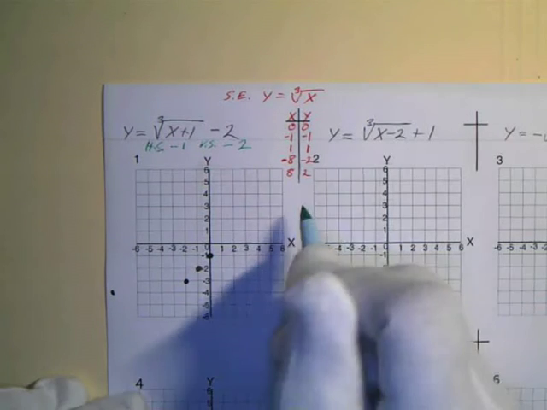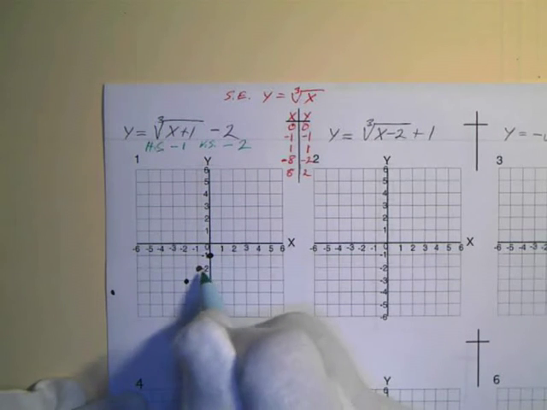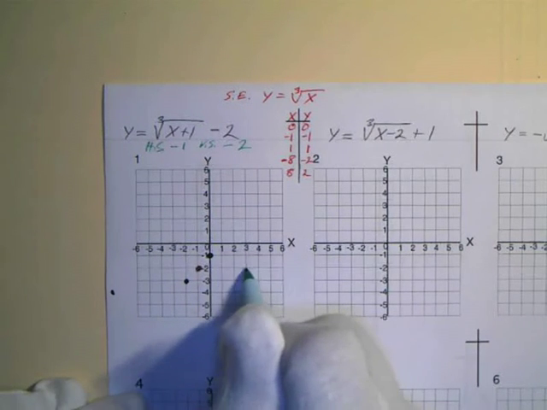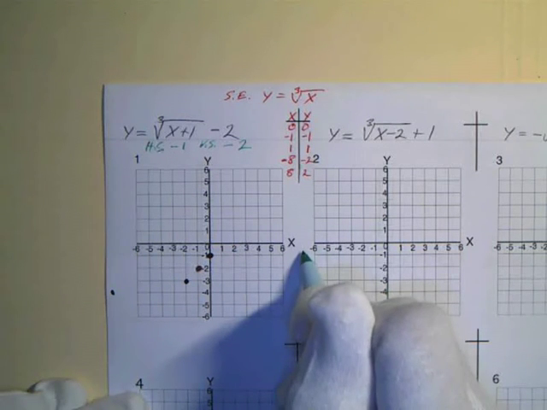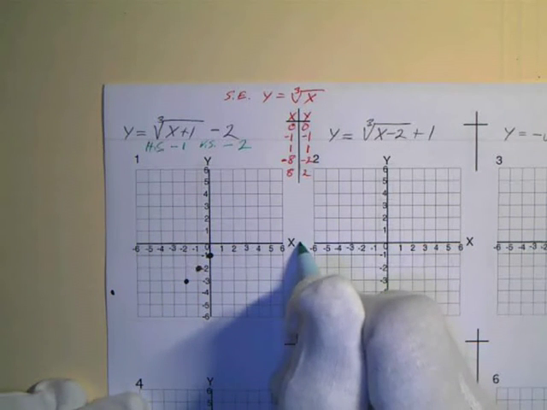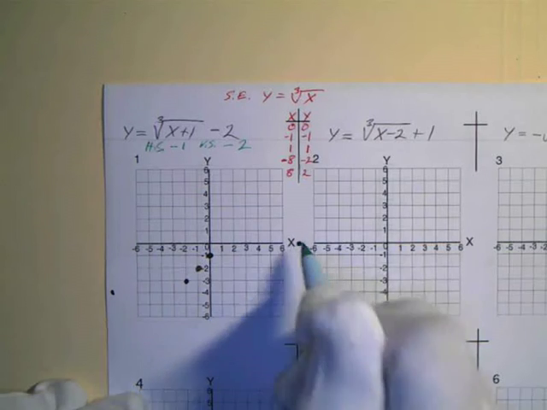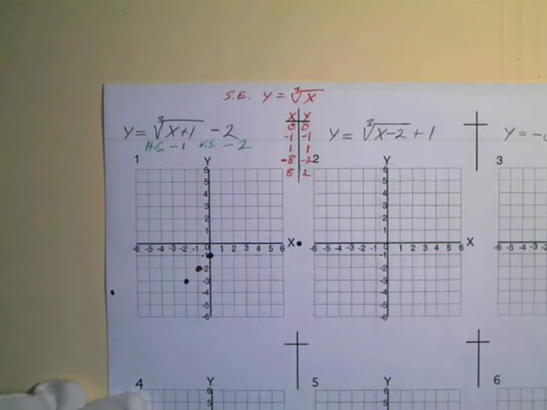And then I'm going to go 8 to the right. 1, 2, 3, 4, 5, 6, 7, 8, and up 2. So probably about there. And there's going to be my curve.